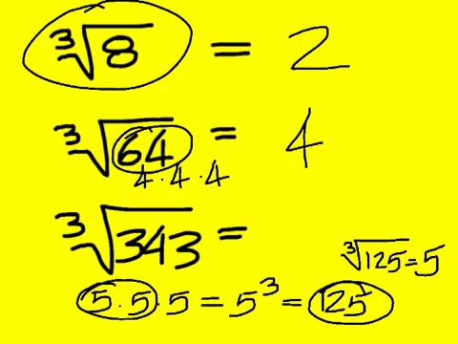Okay, so we know that the cube root of 125 is 5. So what is the cube root of 343? I'll give you a hint. The cube root of 216 is 6. So it's 7. 7 times 7 is 49, times 7 is 343.